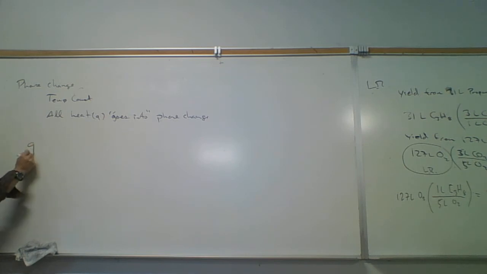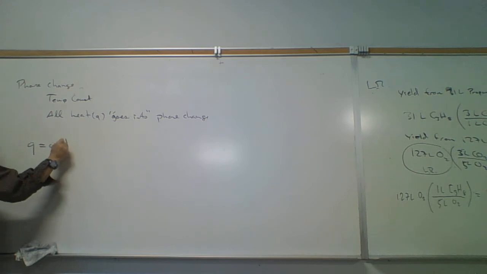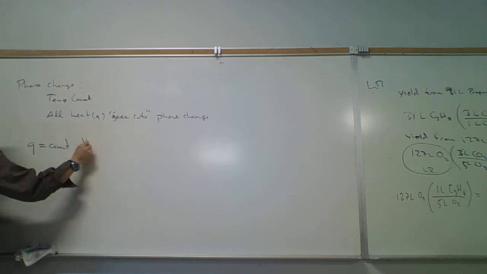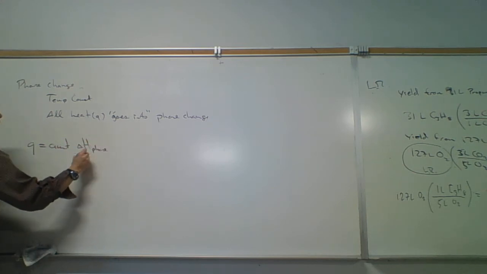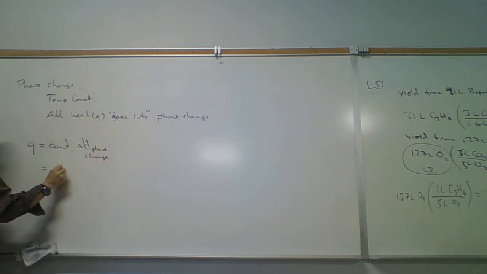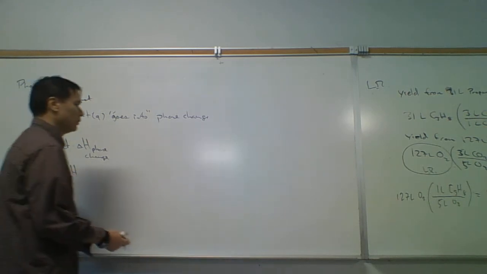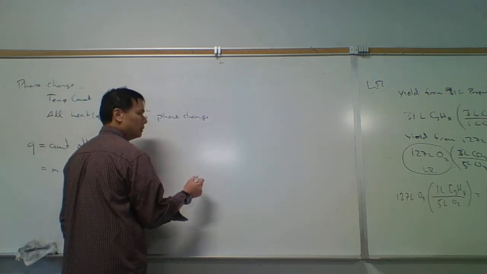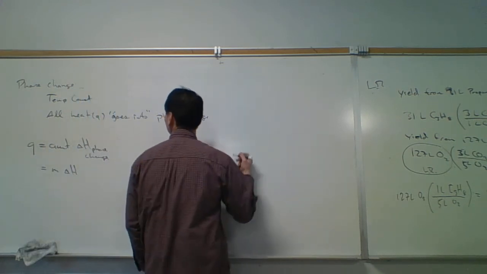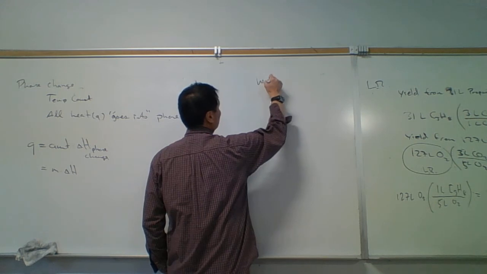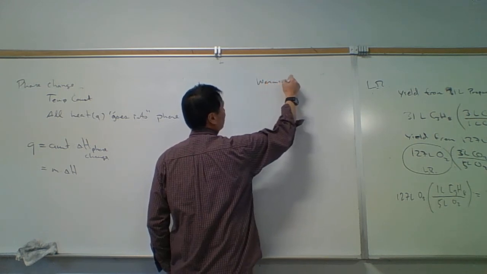And so we have this: Q is equal to the amount times delta H of the phase change, or just the mass times delta H of the phase change. But when we're not at the boiling point or the melting point, then what happens is we're going to warm and cool. Warming and cooling.